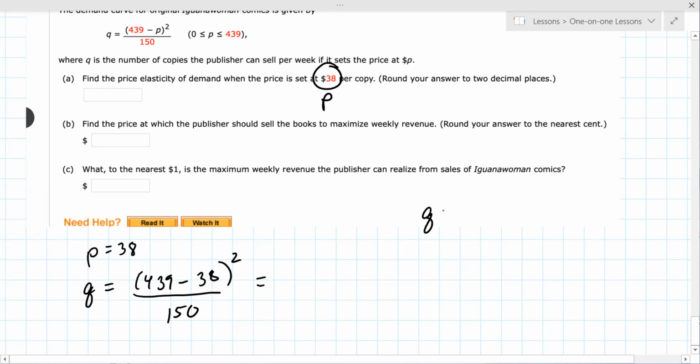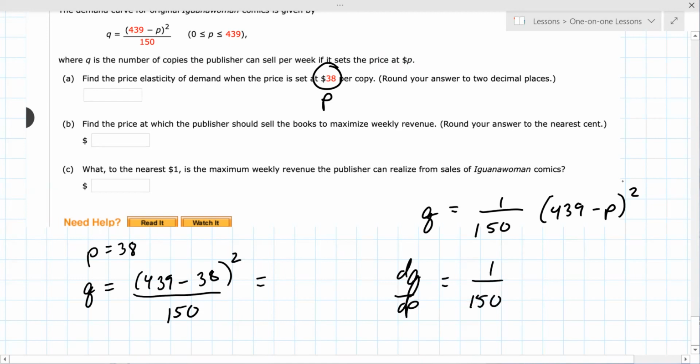Let's rewrite it slightly. It's 1 over 150 times 439 minus p squared. This 1 over 150 is just a constant. It just comes along with dq dp. This 2 comes in front, that's the power rule: 2 times 439 minus p. And then you have to take the inside part, which is minus 1.